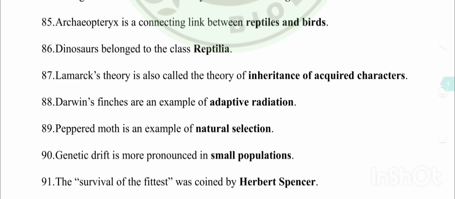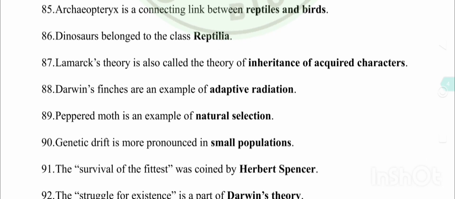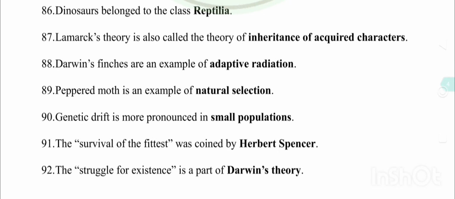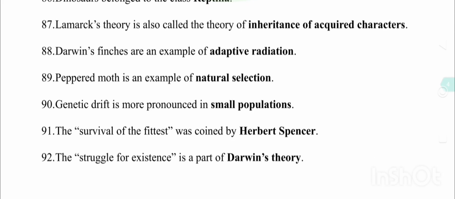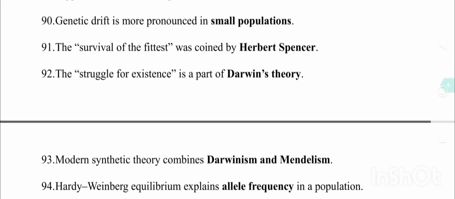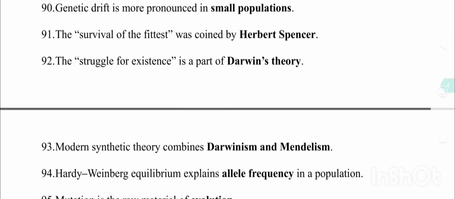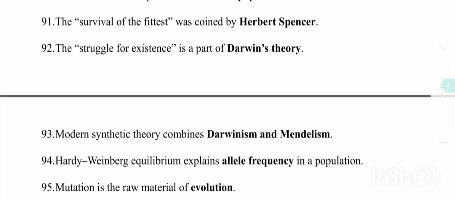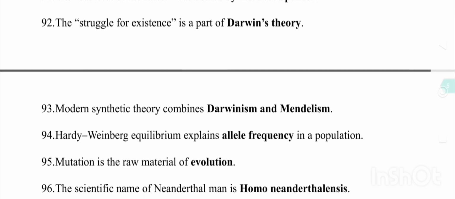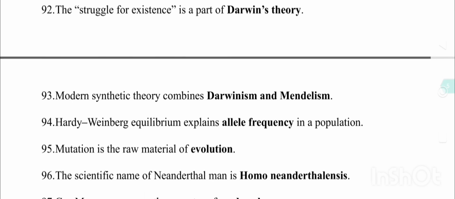91. The survival of the fittest was coined by Herbert Spencer. 92. The struggle for existence is a part of Darwin's theory. 93. Modern synthetic theory combines Darwinism and Mendelism. 94. Hardy-Weinberg equilibrium explains allele frequency in a population. 95. Mutation is the raw material of evolution.